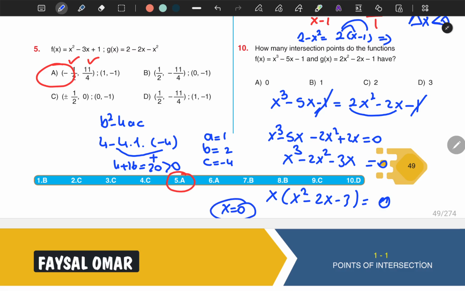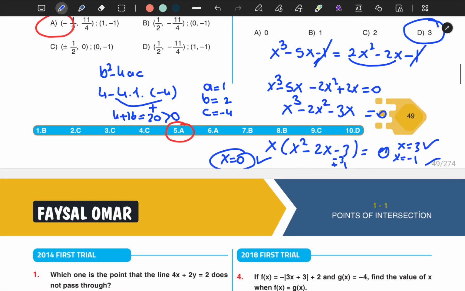Look, and here I have what? When you look at here, it is negative 3 plus 1, isn't it? Yes, it is x equal to 3, x equal to negative 1. So 1, 2, 3. How many do you have? 3 points of intersection. We have it, guys. Yes. Okay, those are the homework questions.